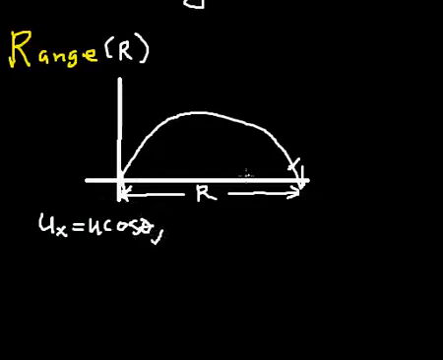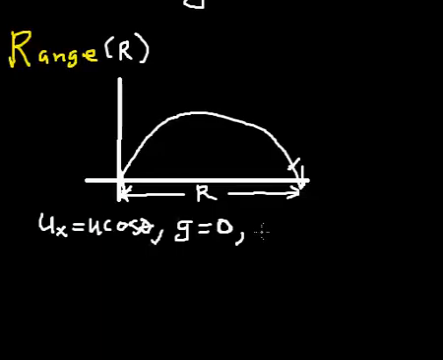Now since we are not considering upward motion, we are considering motion in the horizontal dimension, then it is ideal that we say that g is equal to 0, because horizontally g is negligible.